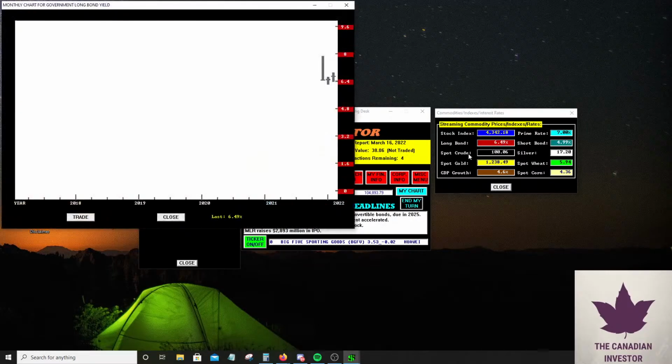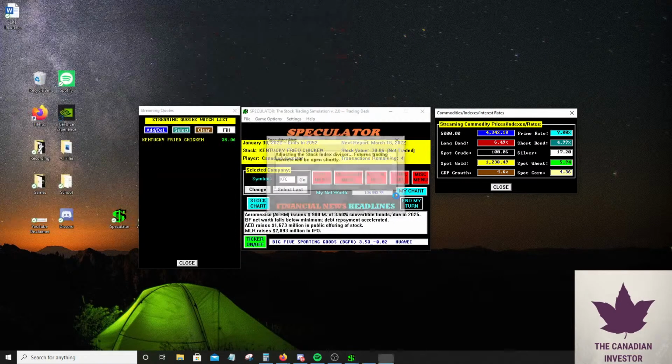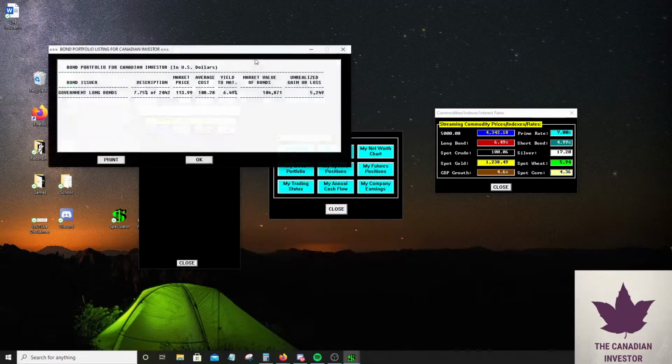And right now, bonds are trading at 6.49%. So in this case, our bond is worth more. The market price of the bond now is $113, and we bought it at $108. That's because they have an inverse relationship. Interest rates went down by a bit, so I bought the bond at 7%. It's currently 6.49, so my bond is better.